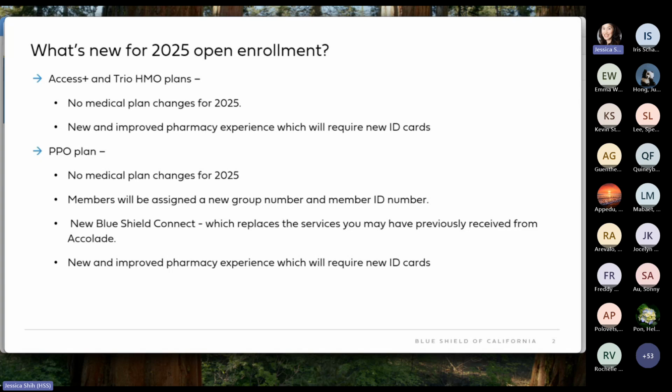All three plans will have a new and improved pharmacy experience, which will require new ID cards. On the PPO plan, HSS has chosen to add Blue Shield Connect. This will replace the services you may have previously received from Accolade, and all PPO members will be assigned a new group number and a new member ID.